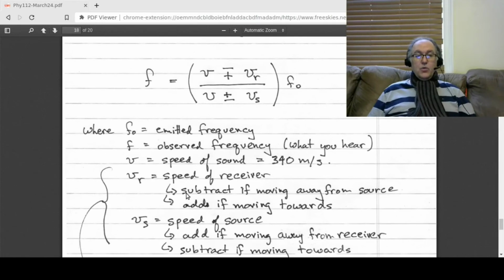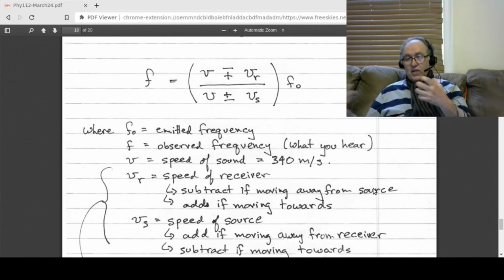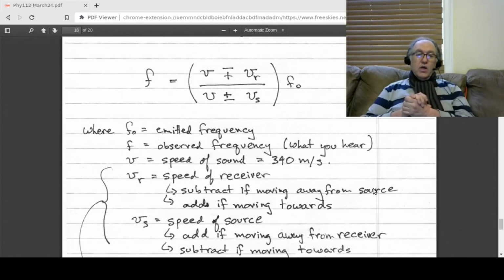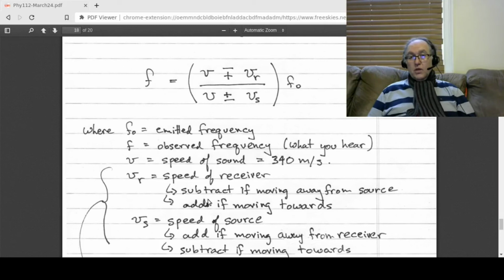You would subtract, V minus Vs, if the receiver is moving away from the source. So if the source is standing still and the receiver is moving away from the source, you would use the subtraction on top, okay? Conversely, if the receiver is moving towards the source, you would add, all right?